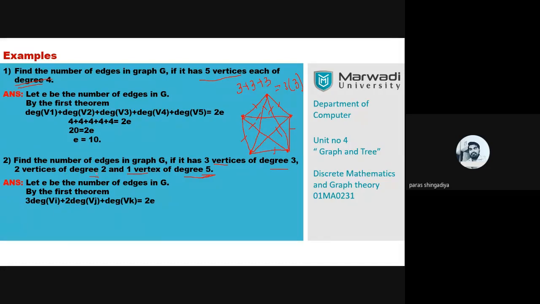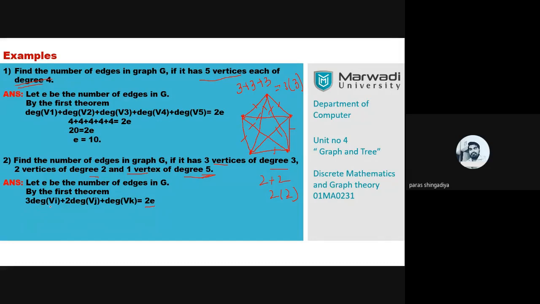And now 2 vertices of degree 2 means there is a 2 plus 2 form. 2 vertices with degree 2, clear, and 2 plus 2 will become 4, so that can also be written as 2 of 2, clear. There are 2 vertices with total degree 4, so that can be written as 2 of degree of vj, where vj means such a vertex with degree 2. And the last one is that there is one vertex of degree 5, meaning there is only one vertex here, so it is right: degree of vk is equal to 2 times e.